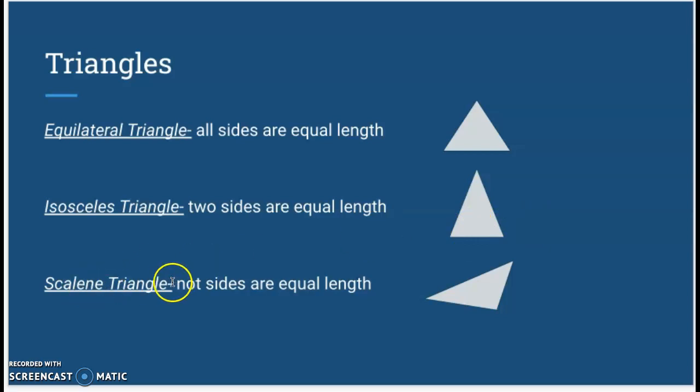Scalene means that you have no equal sides, that all three sides are completely different lengths. You have this smaller side, then a medium side, then the longest side. So these are your different types of triangles. Again, make sure that you are aware what equilateral, isosceles, and scalene mean.